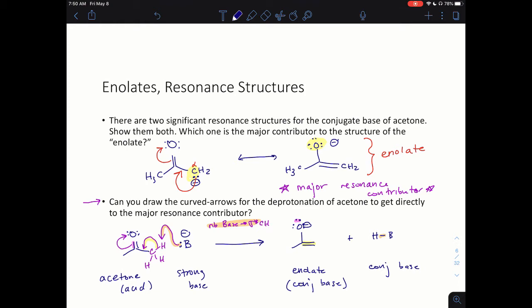Good. So I want you to practice this. In the textbook, they do not always go directly to the major resonance structure, but that's okay. I would like you to try to do it. So you're going to see me always go directly to the enolate when I deprotonate to form an enolate. The enolate resonance structure that's most stable and has the negative charge on oxygen. So we're going to practice that.